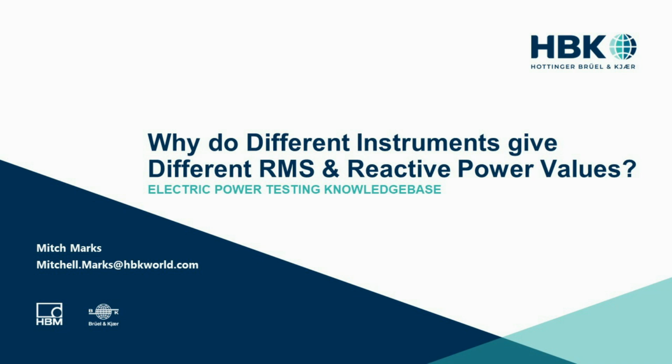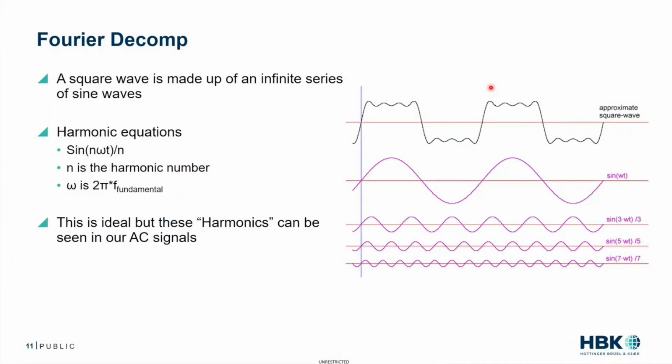The topic at hand is harmonics and electric power, and really how they affect RMS, reactive power, and apparent power. So, review for probably many: a square wave, or the sinusoids that we'll look at in inverter-driven electric machines, are not perfect sine waves. In theory, a square wave is an infinite series of sine waves at different frequencies, basic Fourier decomposition.